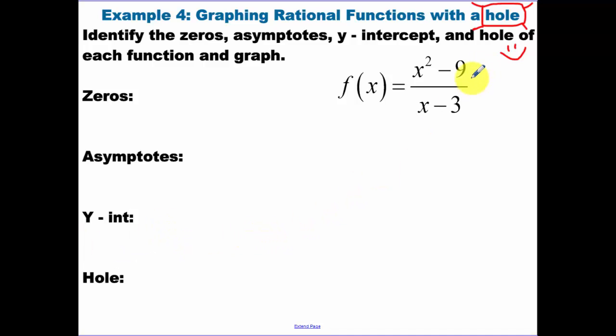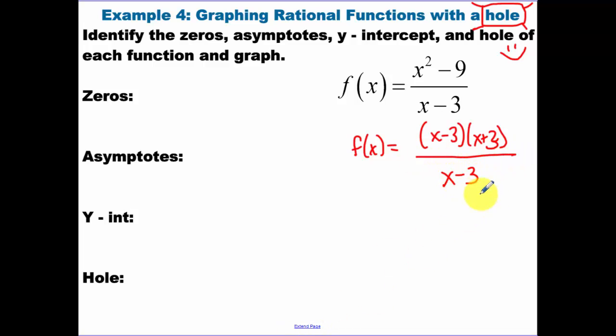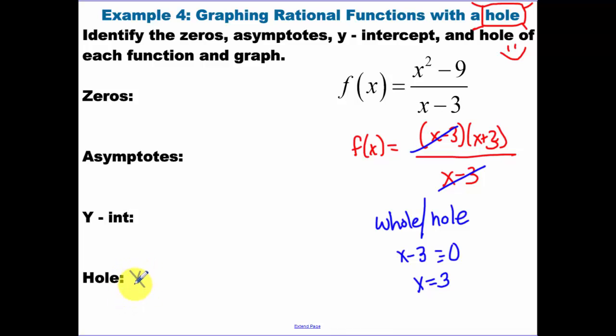All right. You know your function has a hole in it when you factor the top and you factor the bottom, and something cancels. We have a hole when x minus 3 equals 0. So that's when x equals 3. So we have a hole at x equals 3.